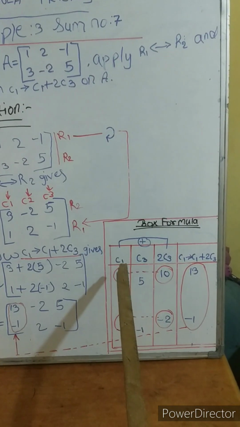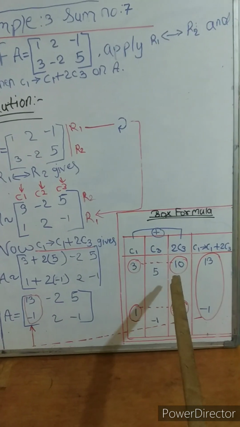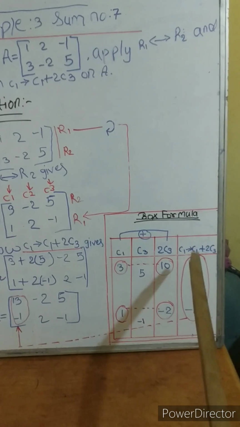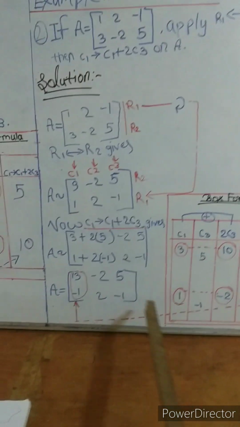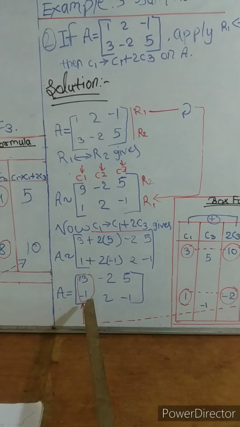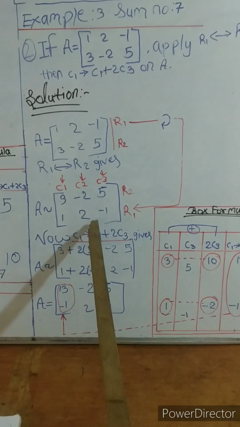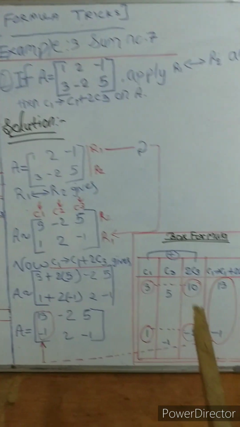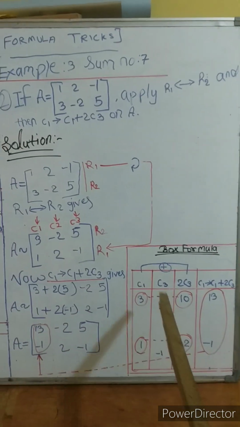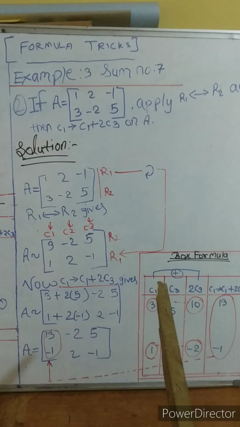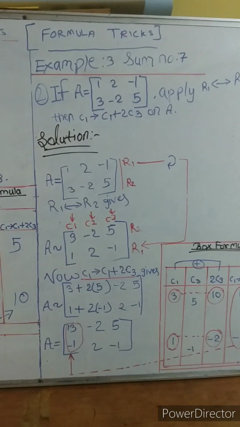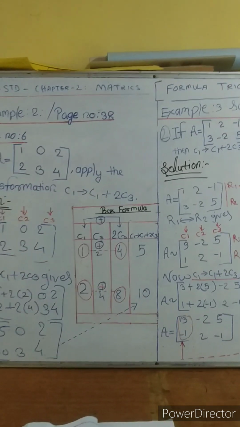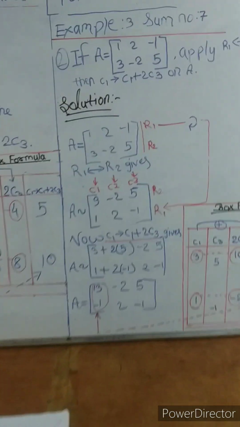Finally we are getting 3 plus 10 equal to 13, 1 minus 2 equal to minus 1. So the answer is 13 minus 1. We have written here 13 minus 1, remaining the same, minus 2, 2 and 5 minus 1. So based on that box formula, we are finding the transformations of the matrix. The same way we have to apply. We are finding the solutions for the entire problems.